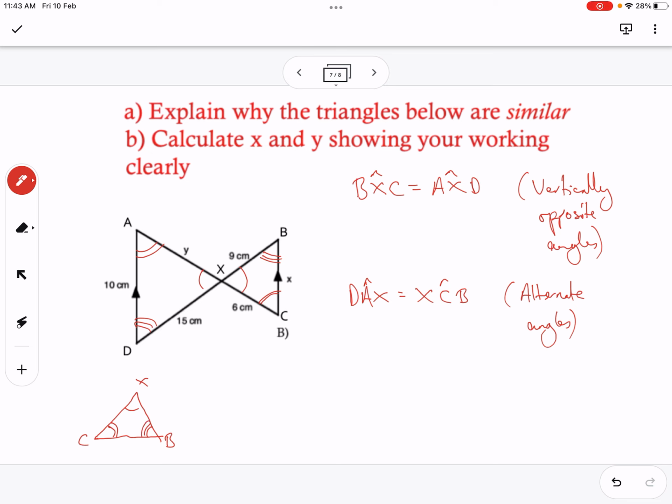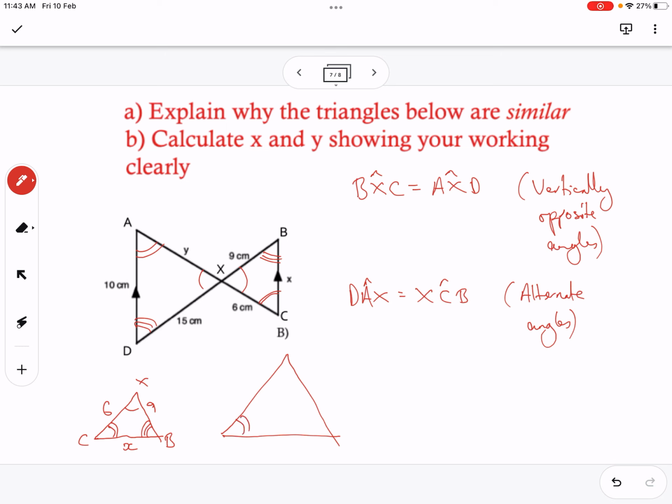What do I know? I know that between X and B is 9 centimeters, so that's 9. And I know that between C and X, that's 6 centimeters, so that's 6 there. Now let's do the same, that's x, isn't it, between C and B. Let's do the big one. So the bigger one that we had there, what have we got?